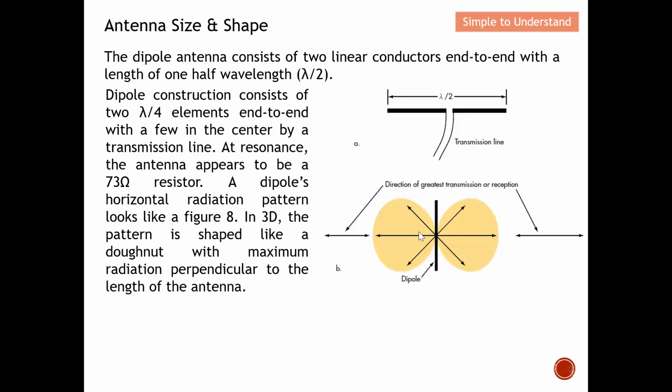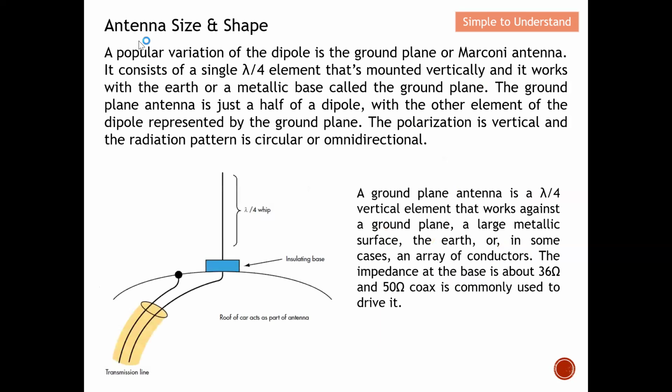As you can see here, the dipole horizontal radiation pattern looks like a figure 8. In 3D, the pattern is shaped like a donut, with maximum radiation perpendicular to the length of the antenna. So you can imagine this is the dipole antenna. You can see that the direction of propagation is mainly perpendicular to the length of the antenna.